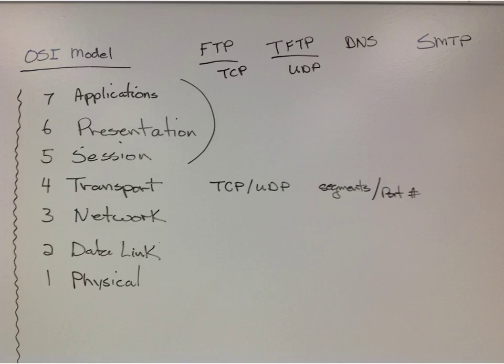The students in groups went through the layers, wrote down key items, OSI model. We talked a little bit about some protocols, FTP, trivial file transfer protocol, DNS. We talked about mail, simple mail transfer protocol. And we did an introduction to the transport layer.